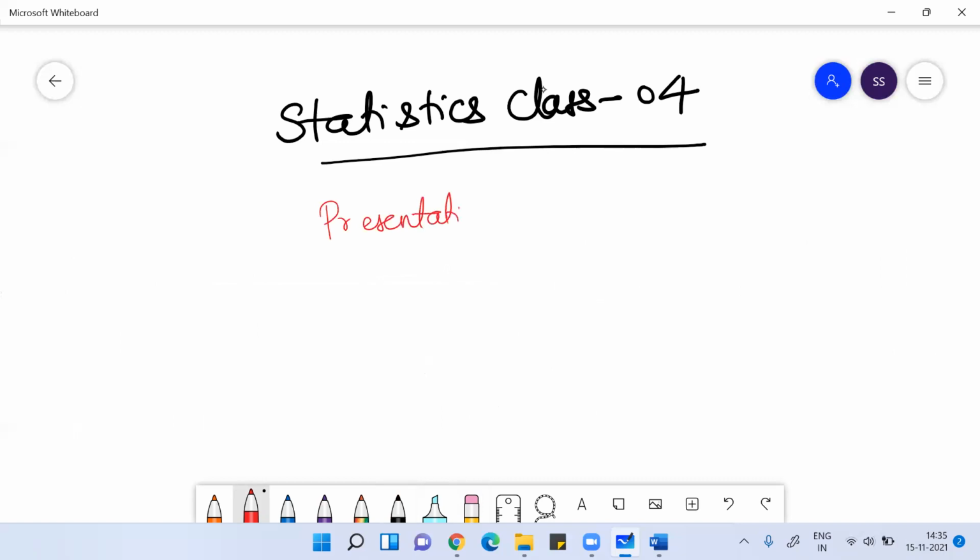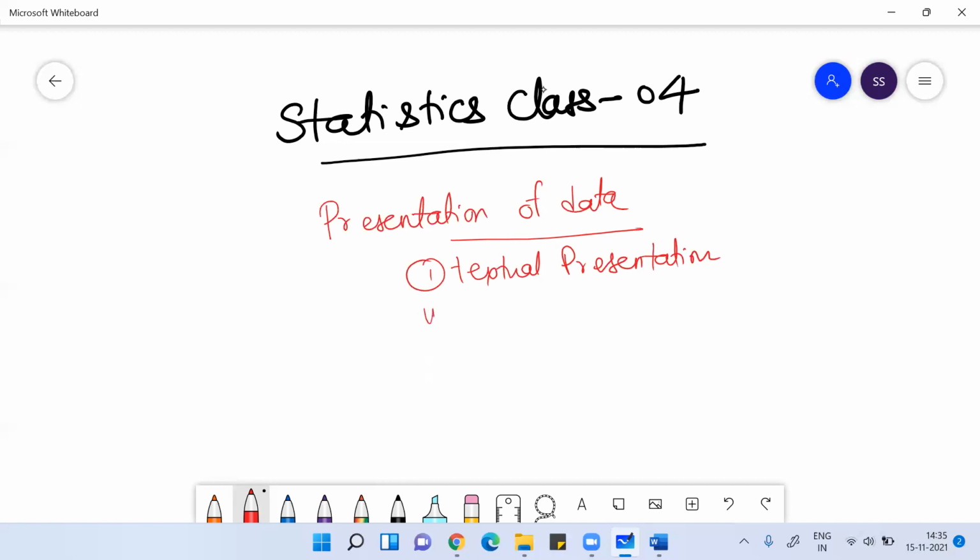Whenever we talk about the presentation of the data, in the last class we were talking about textual presentation. Textual presentation is all about a story form. If you present to the world whatever work you have done in the form of a story, then it is called textual presentation, and then it can be tabular presentation.